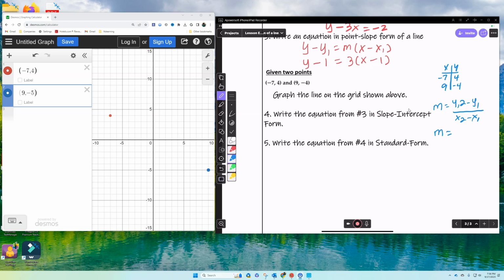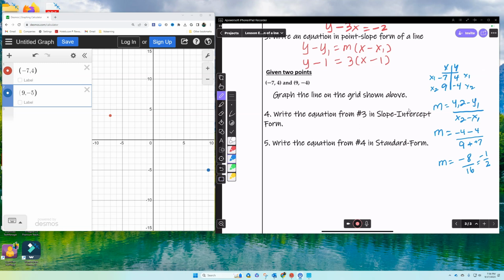So y2 is -4, y1 is 4, x2 is 9, and x1 is -7. So I have negative 4 minus 4, and then I have 9 minus a negative 7. So I have negative 8 divided by, this here is positive, 9 plus 7 is 16, and I know that's going to be negative 1/2. So my slope will be negative 1/2.